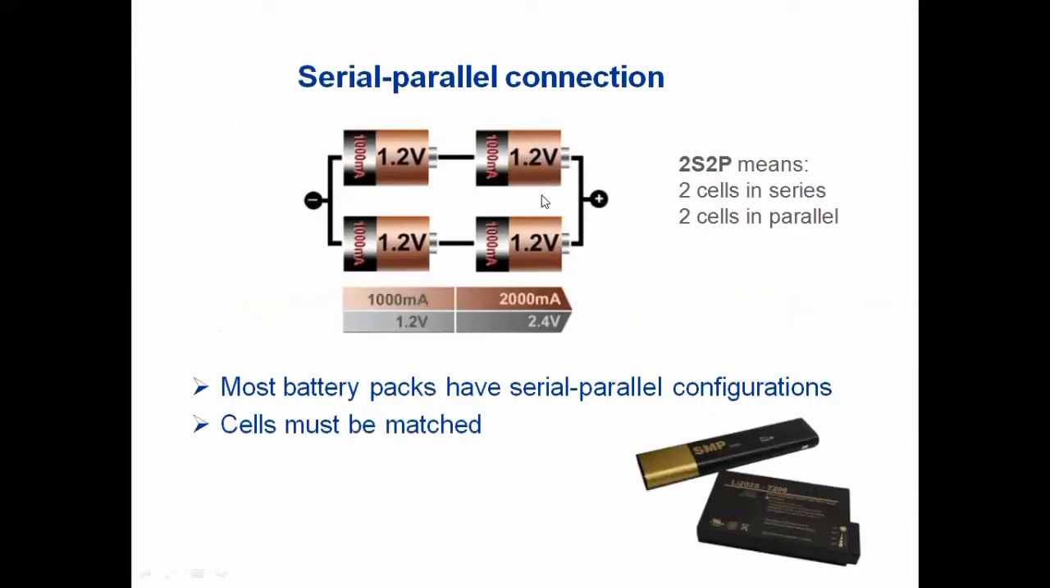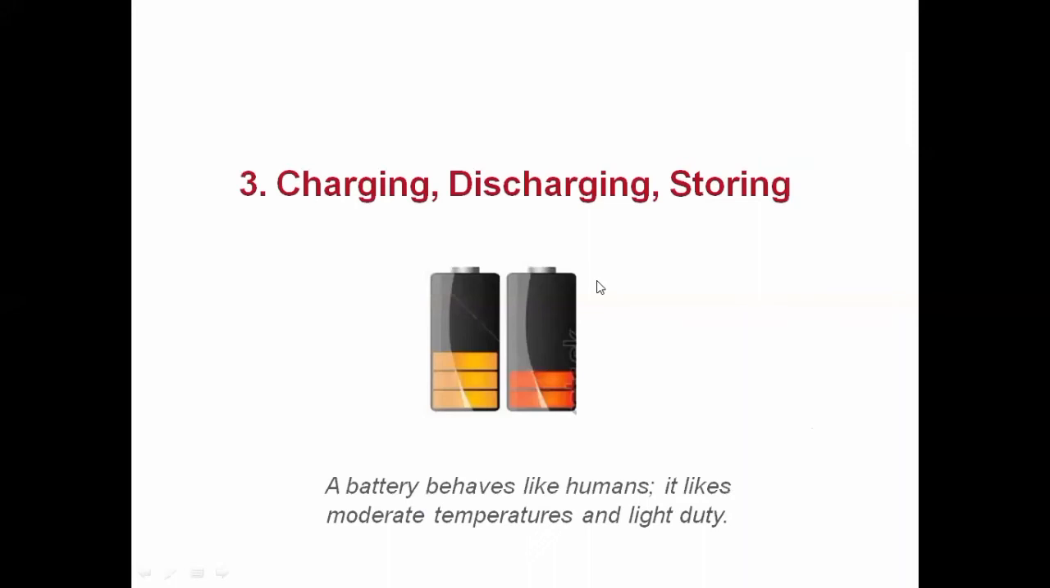Series parallel: we can connect batteries using both series as well as parallel connections. Here two cells are connected in series and two cells are in parallel. Most battery packs have series parallel configurations. Here the cells must be matched. Satisfying these conditions only, we can use this series parallel connection.